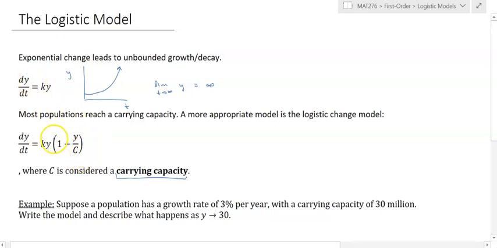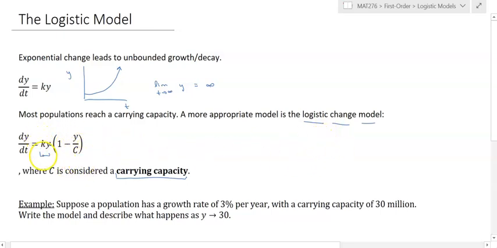So if you look at this model here, which is called the logistic change model, the exponential piece is still here, but then it's being multiplied by this second factor, which actually has some controlling effect on how big this output will be. You see there's a subtraction in here, and anytime there's a subtraction, there's a chance that this whole factor could be close to 0 or even potentially negative.